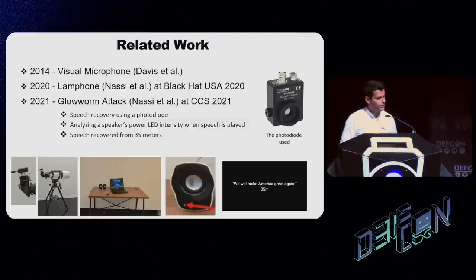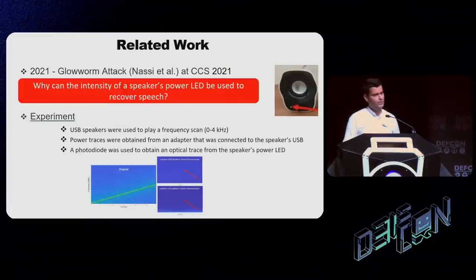Okay, as you can see, the quality of the speech deteriorates with distance, but then again, it was recovered by optical measurements obtained by the photodiode, and the optical measurements are taken from the power LED of the speakers. Now, this is very surprising in a way, because probably some of you wonder, why can the intensity of a speaker's power LED even be used to recover speech?